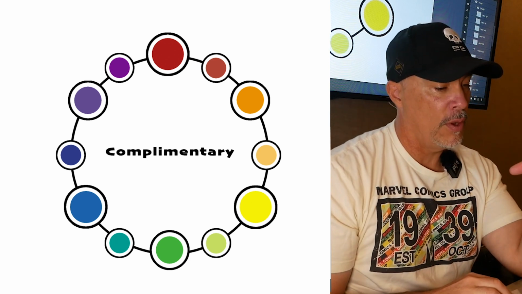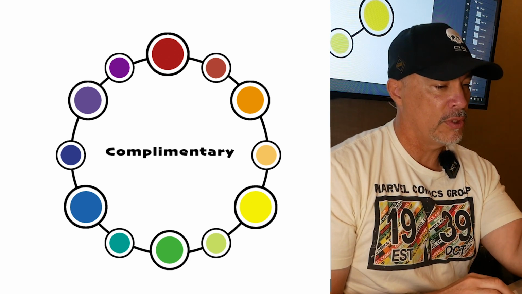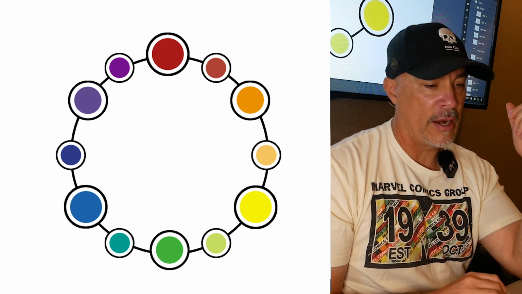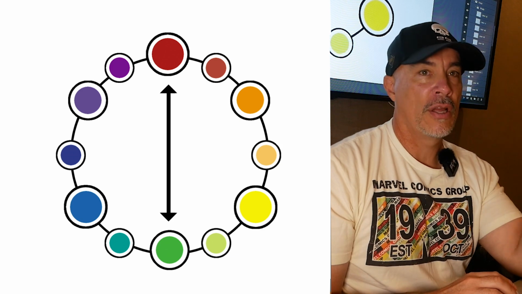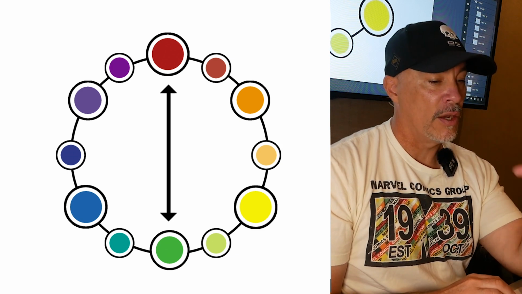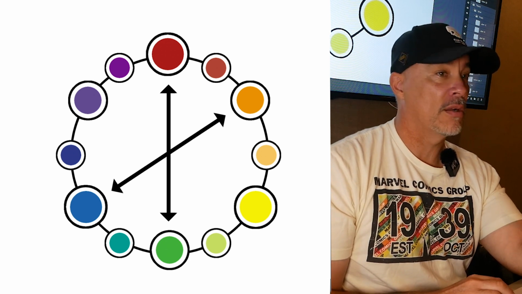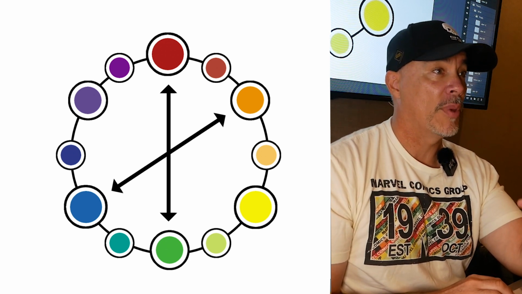All right. One of the most predominant ones is complementary colors. Complementary colors are colors that appear across from each other on the color wheel. So red and green, blue and orange. A lot of companies will create their logos using complementary colors because they pop so much.